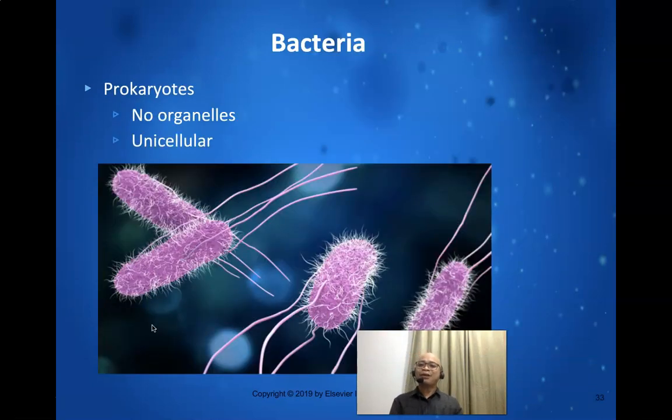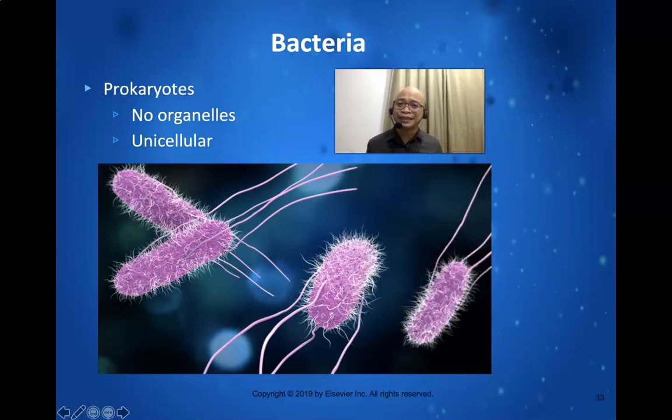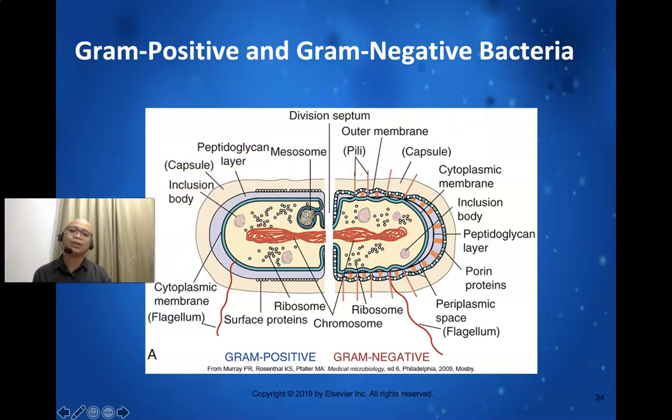Okay, so let's talk first about bacteria. Bacteria are an example of microorganisms and they are said to be prokaryotes. Pro refers to primitive and karyote refers to nucleus, so prokaryotes means primitive nucleus. They do not have any organelles and they are considered unicellular. You can see here the difference between a gram-positive and a gram-negative bacteria. Later on, we will be discussing the basic differences between these two classifications.